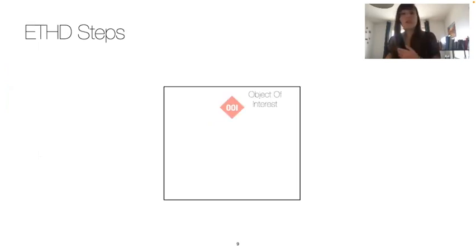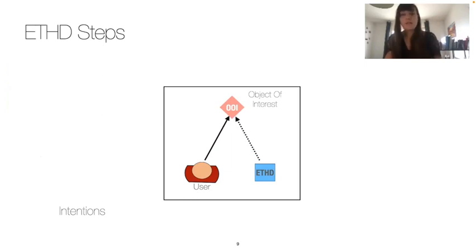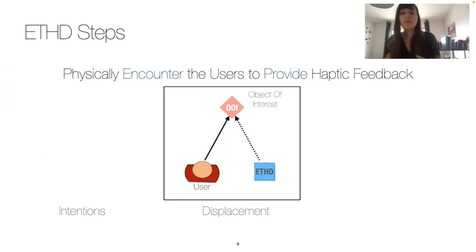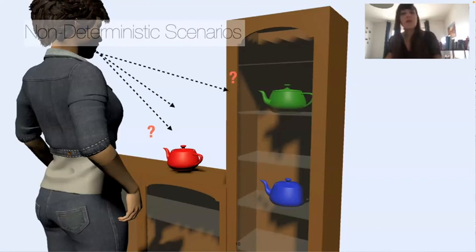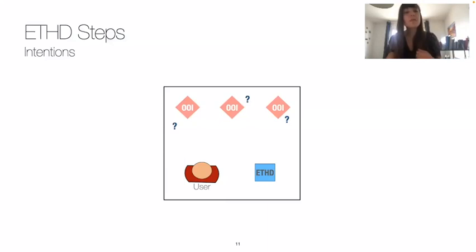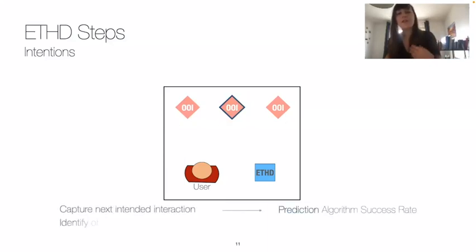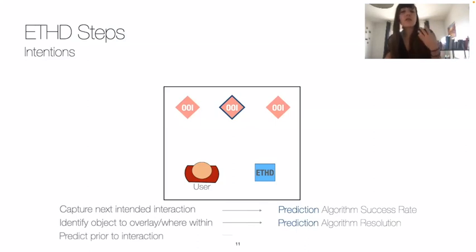So first, we have an object of interest in the virtual environment. The user wants to interact with it. The ETHD will then displace itself to physically overlay it. The ETHD principle is to physically encounter the users to provide haptic feedback for the interaction to occur. But what if we have multiple OOI, objects of interest, in a non-deterministic scenario where the user is free to interact with any of them? Which one of these teapots will the user interact with? We therefore need first to capture the user's intention, identify which object to overlay, and predict it prior to interactions.